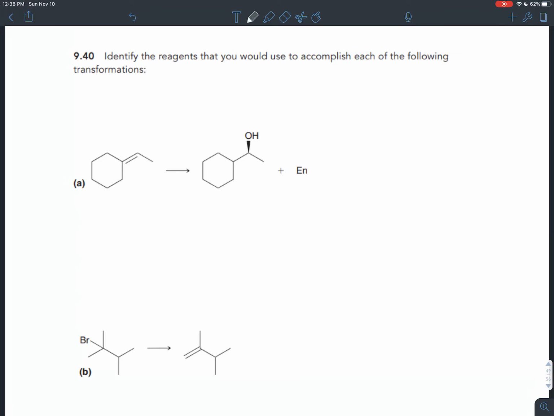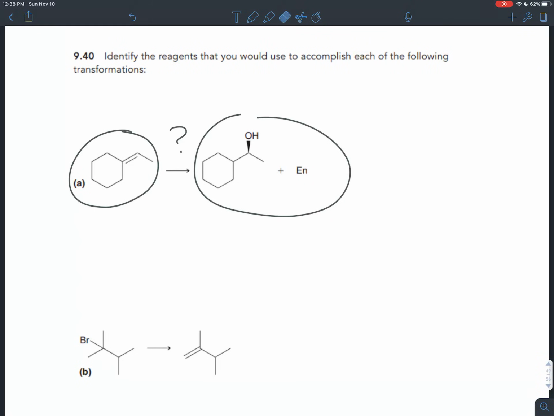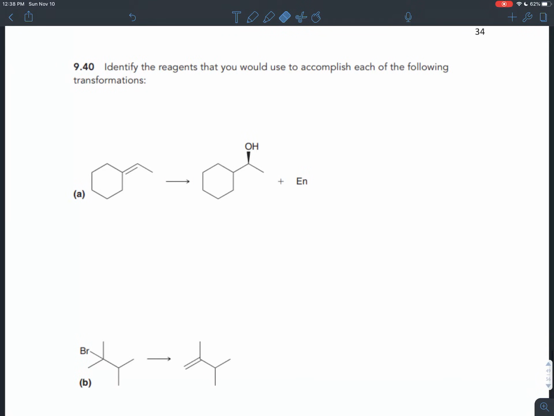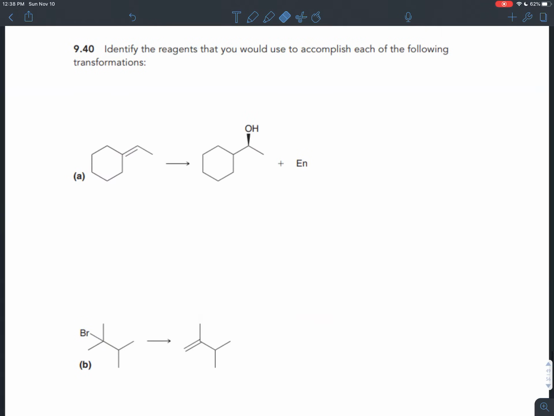It says, identify the reagents you would use to accomplish each of the following transformations. So you know what you have, you know where you want to go. The question is, how do you get there? Now we're going to start off with just one step syntheses. Okay, we see that we have an alkene. So instantly we should be thinking, probably this is an addition reaction. You see that the double bond goes away as you go from left to right.